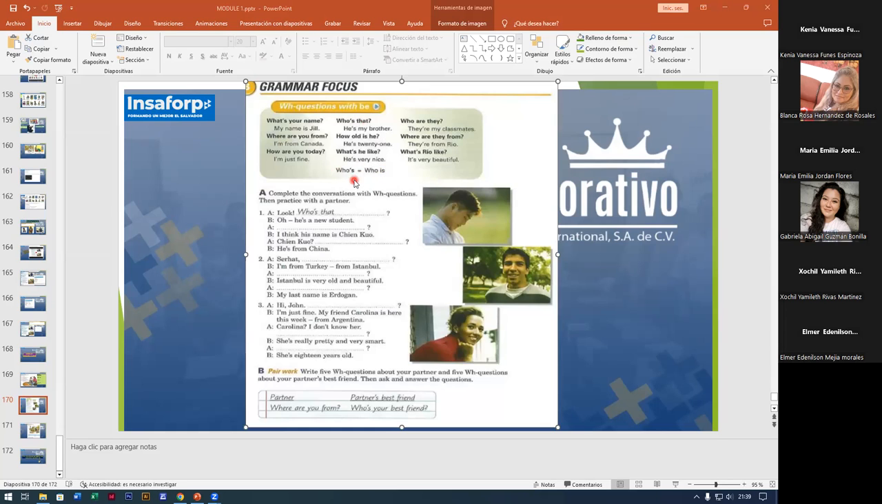Notice here or observe that you have a contraction, right? You can use who is or who's. It's equal to the complete manner. Who is? Who are they? They are my classmates. Where are they from? They're from Rio. What's Rio like? It's very beautiful. Now, let's answer this one. We are going to fill in the blanks with this conversation, but with WH questions. For example, you have number one with A. Look, who's that? Oh, he's a new student.